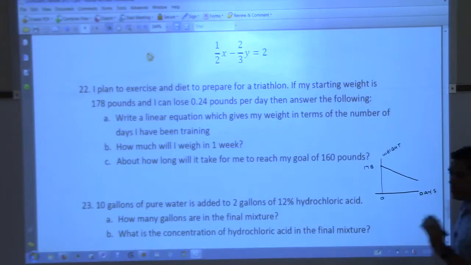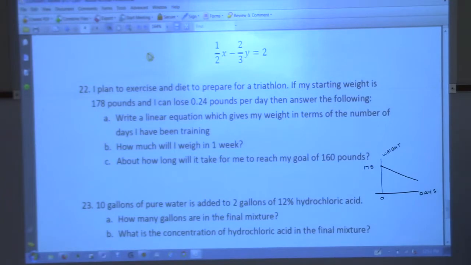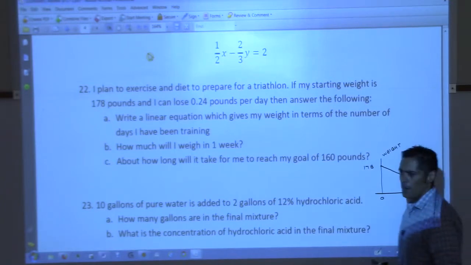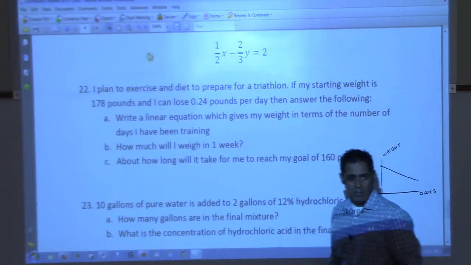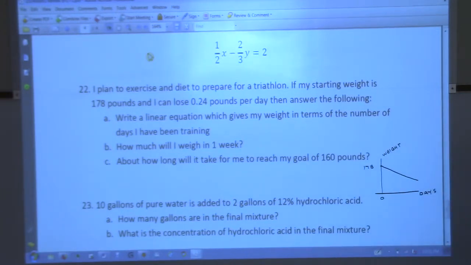So you remember when I started lines in the very beginning, I talked about, I think it was Sam, who worked at a car dealership and he made a certain amount of money just for showing up and then a certain amount for each car he sold. It's basically the same type of thing. We have a starting weight, which is like Sam's salary for just showing up. But then you're going to be subtracting from that, right? The starting weight of 178 pounds, you're going to be subtracting 0.24 pounds every day.